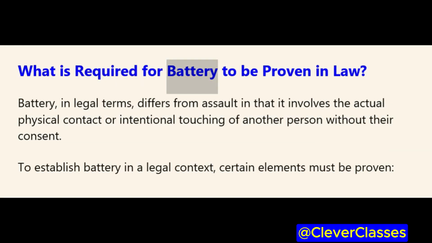What is required for battery to be proven in law? Battery, in legal terms, differs from assault in that it involves the actual physical contact or intentional touching of another person without their consent. To establish battery in a legal context, certain elements must be proven.